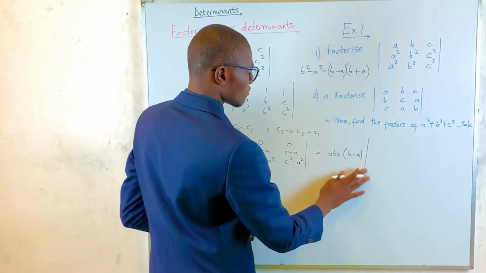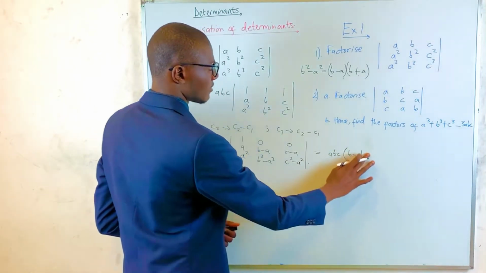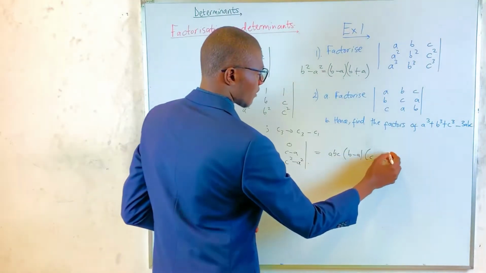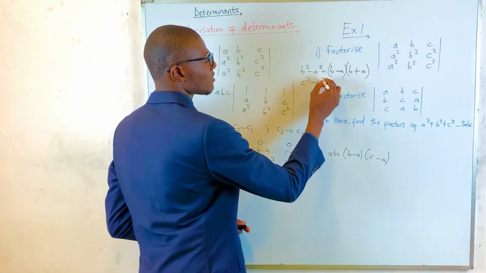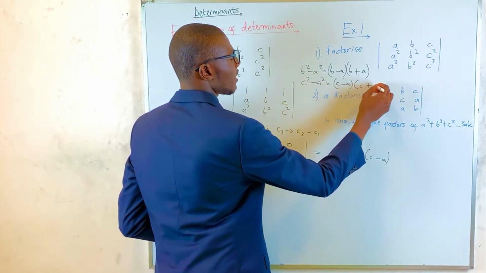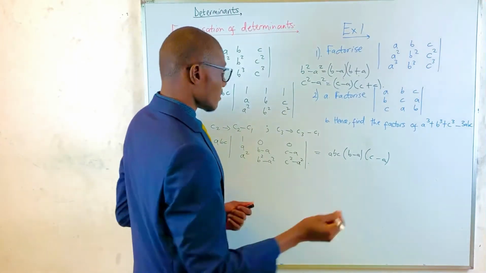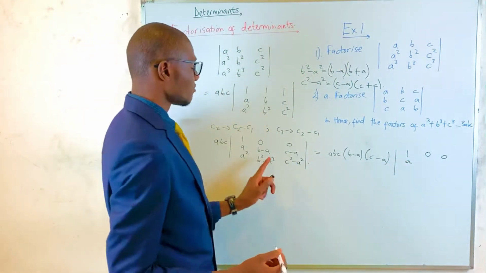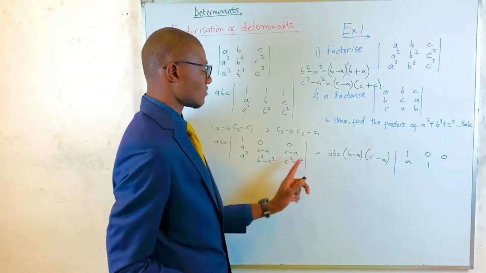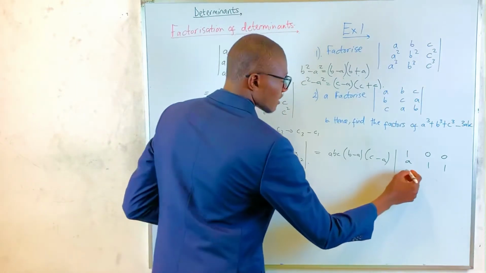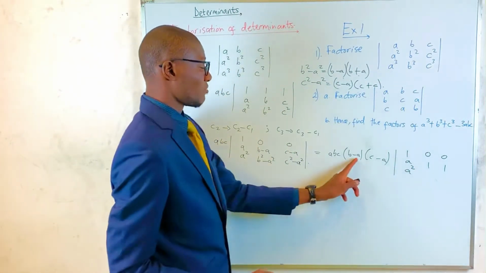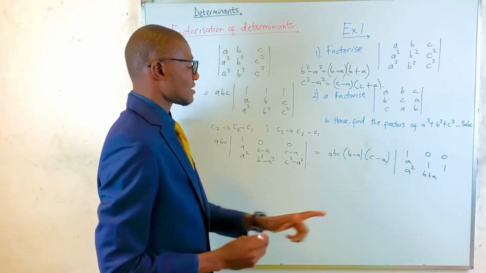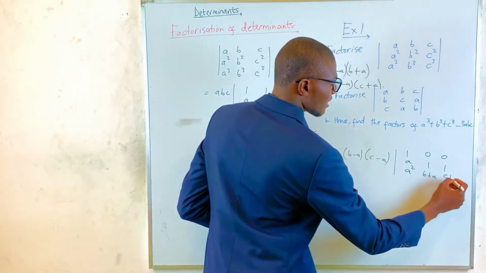So b minus a is common there, and from column 3, same situation, c minus a is common. Why? Because c squared minus a squared is c minus a times c plus a. So we can factor out c minus a, and we now have 1, 0, 0. Then b minus a over b minus a gives 1, and c minus a over c minus a gives 1. Then this is just a squared. And b squared minus a squared over b minus a gives b plus a, and c squared minus a squared over c minus a gives c plus a.